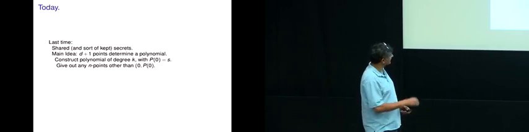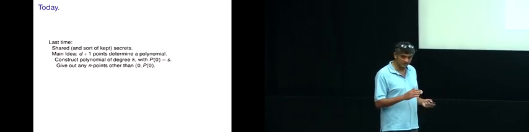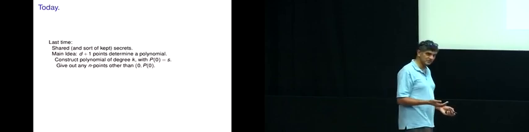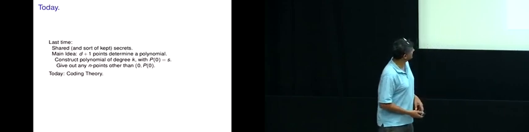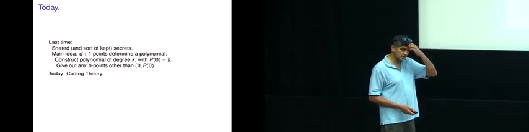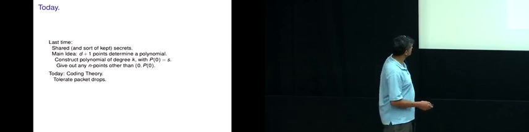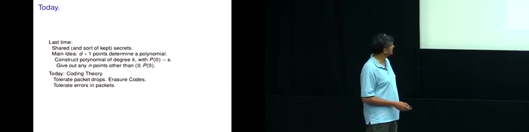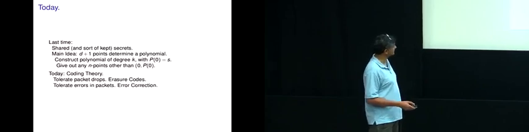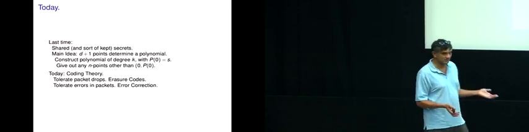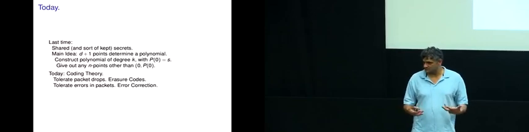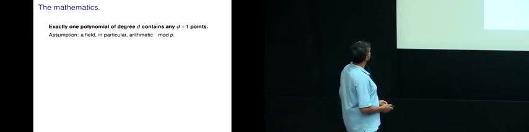then you can give out any n points. Now, n can be as large as you want, right? As long as your field is big enough to support that range of points, and any k of them will reconstruct the secret. Okay, so we'll do coding theory, where we tolerate packet drops. Those are called erasure codes, and tolerate errors in packets, which is error correction. So really, erasure codes, we essentially already did it, right? That's what secret sharing is, in some sense.